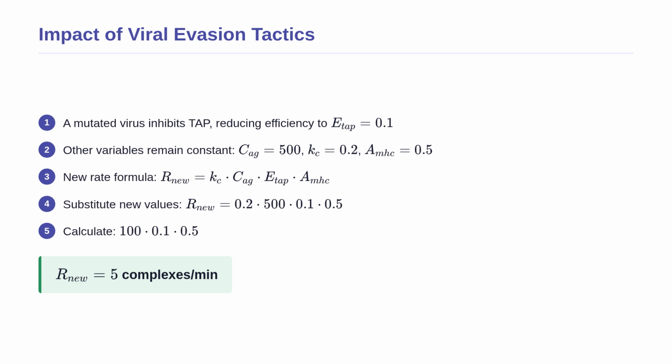We plug the new TAP efficiency of 0.1 into our equation. The proteasome is still successfully making 100 peptides per minute in the cytosol. However, because the TAP transporter is inhibited, we multiply by 0.1 and then by 0.5. The new presentation rate is calculated to be only 5 complexes per minute. This creates a massive biological bottleneck, almost no peptides are making it into the endoplasmic reticulum.